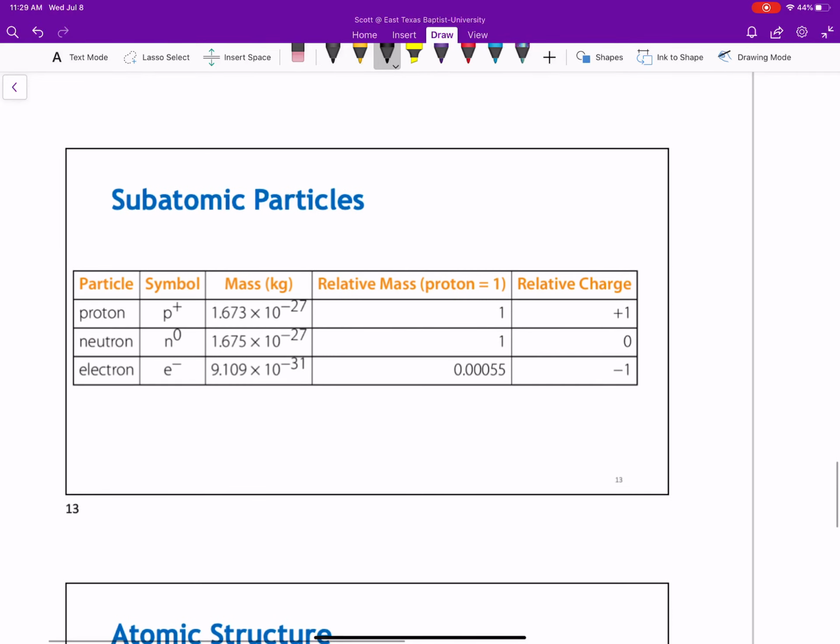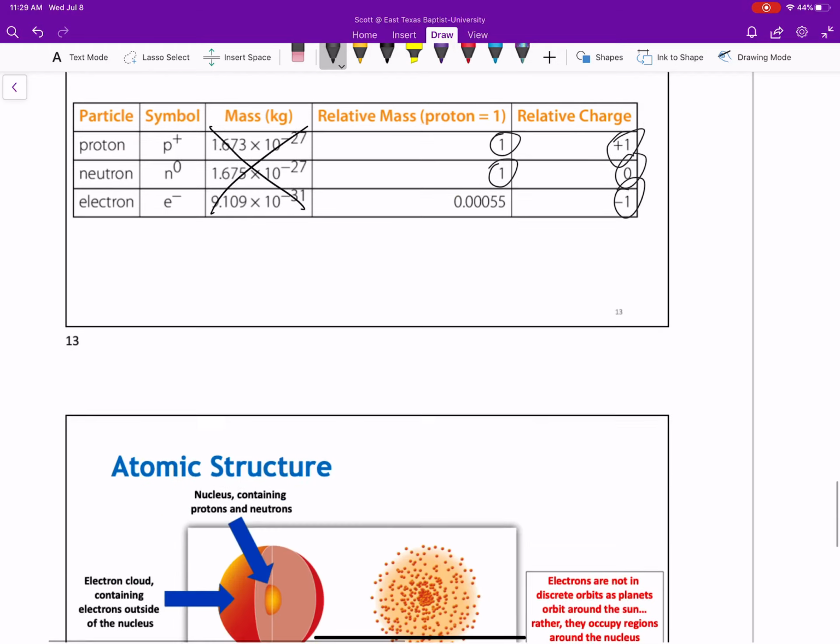So there's your subatomic particles. I ask that you do not commit the masses to memory, but I do want to point out that the protons and neutrons are much larger than the electrons. I know they seem small still, 1.673 times 10 to the minus 27th, but whenever you compare it to the electron, which is times 10 to the minus 31, that's a large magnitude of difference, okay? But you can call the relative mass of a proton 1, neutron 1, and if you were to compare that to the electron, it is 0.00055 times the size. So it's really small. And you can just remember proton positive, neutron is neutral, and electrons are negative.